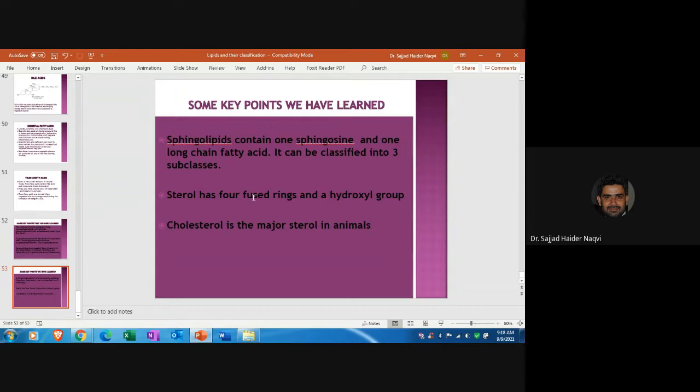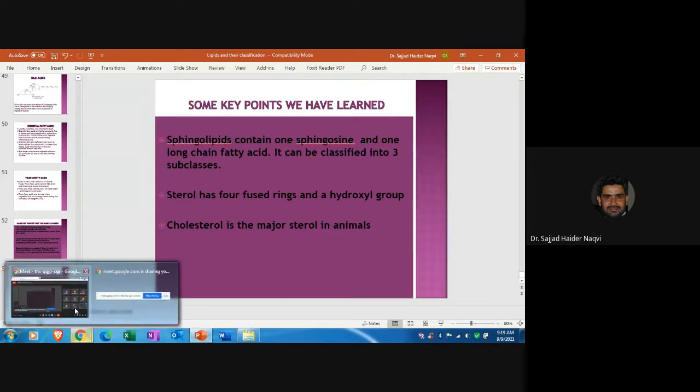Sphingolipids contain sphingosine alcohol and one long-chain fatty acid, and have three subclasses. Sterols, which you have studied, have four fused rings, which form the nucleus, and a hydroxyl group. Cholesterol is the major sterol in animals. So with this we have completed lipids.